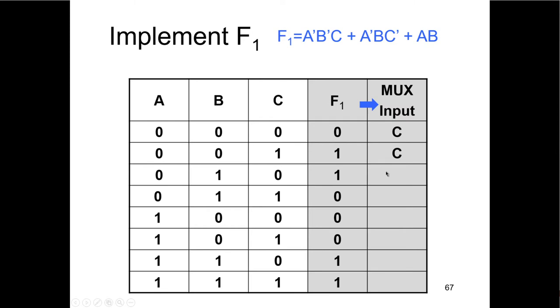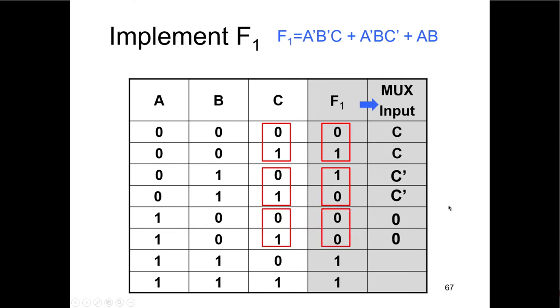So this row would drive C. Here, the output is the opposite of C, so that would be C prime. And then here, you have zero for both, so that would just be the constant zero. And here it's one for both, so that would just be a one. And so now you've used this 4-to-1 mux, which was made up of three 2-to-1s, to implement this expression. So that shows that those multiplexers are fairly powerful.